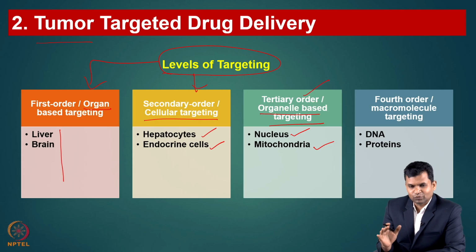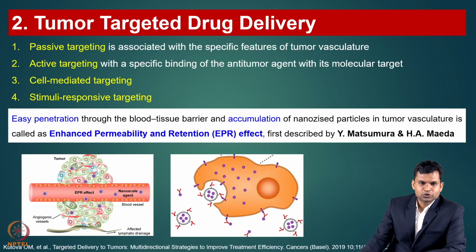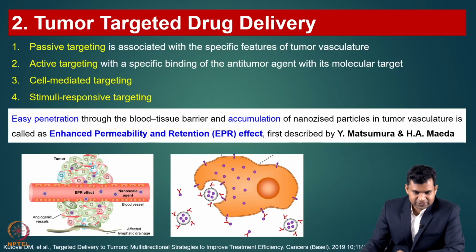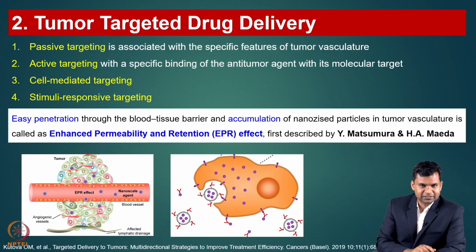And the final one, we can go deeper, we can stop the synthesis of DNA in the cancer cells and the protein synthesis also by using the macromolecular or fourth order targeting. So, these are the various targeting approaches by using level of targeting.